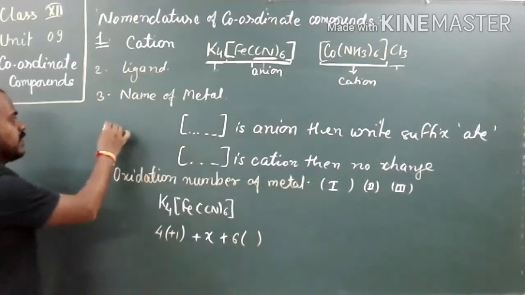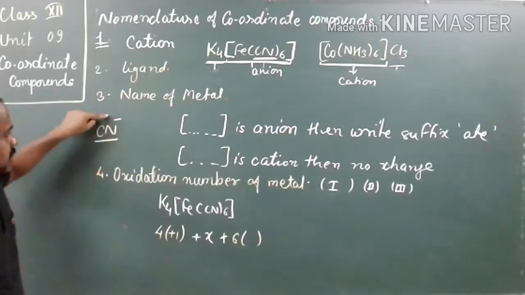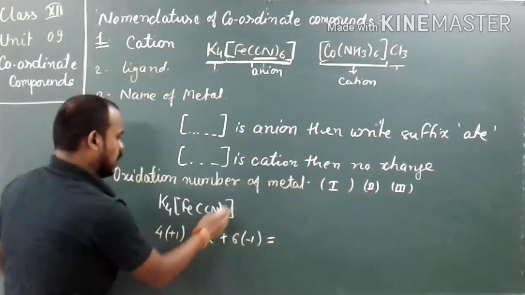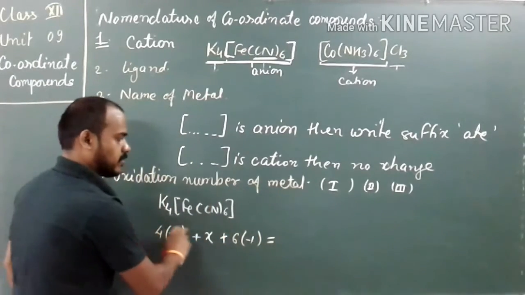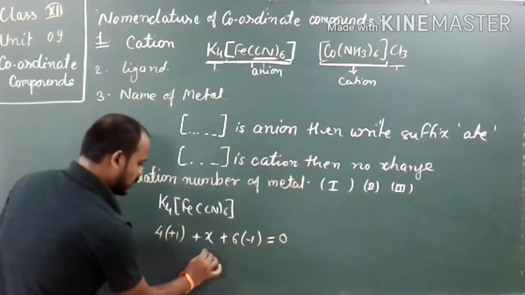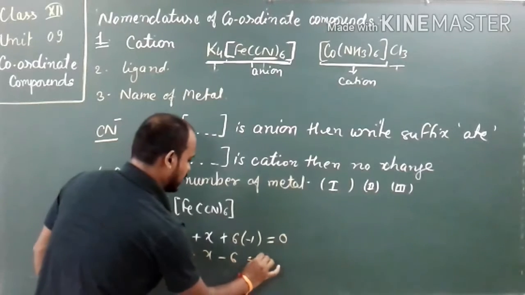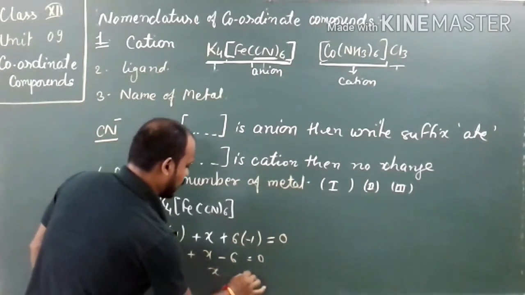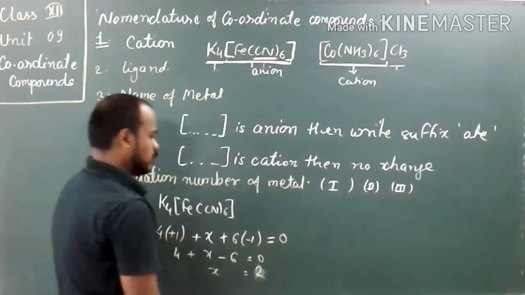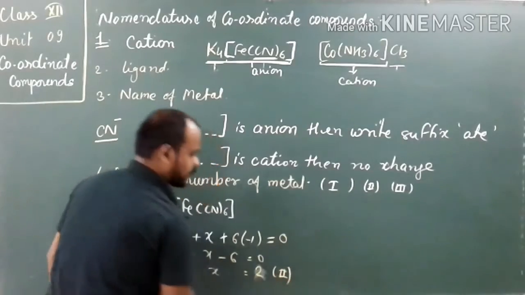So in the list of ligands, we have written CN minus. So it is -1, so we will write here -1. It is equal to, now see, is there any charge? No charge, then it is 0. Now try to solve it. It will be 4 plus x minus 6, it is equal to 0. So x will be equal to 2. So we will write this 2 in Roman style like this.